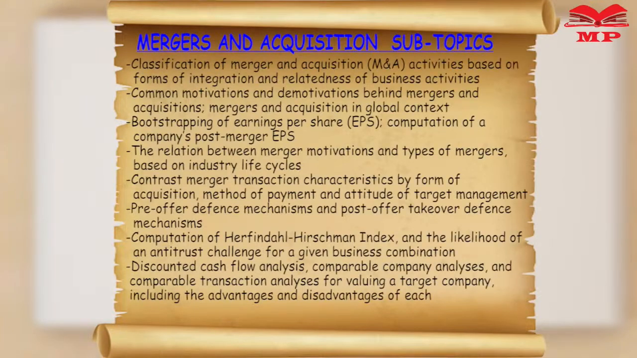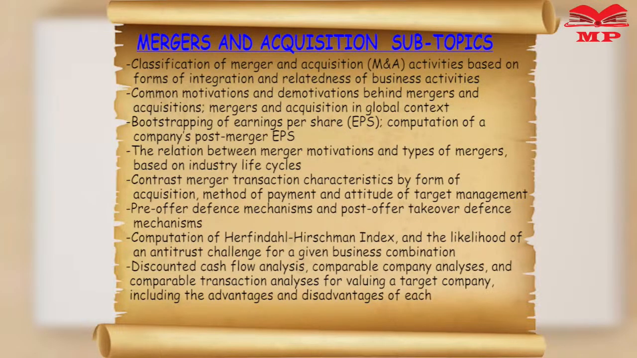We will look at the syllabus as it is given by the examiner, that is CASNEP. And I want to give you the breakdown of what you are supposed to cover. Then from there, we can get into the details of each and every subtopic under merger and acquisition. Under this topic, the first thing should be definition of merger and acquisition, under which we will look at the classification of merger and acquisition. Then we look at the common motivation and demotivations behind merger and acquisition. We'll also look at the EPS before the merger and acquisition and the post-acquisition EPS. We will also look at the relationship between merger motivation and type of mergers. Then we look at the contrast of merger transaction characteristics by form of acquisition, method of payment, and attitude of target management. We also look at the pre-offer defense mechanism and post-offer takeover defense mechanism.